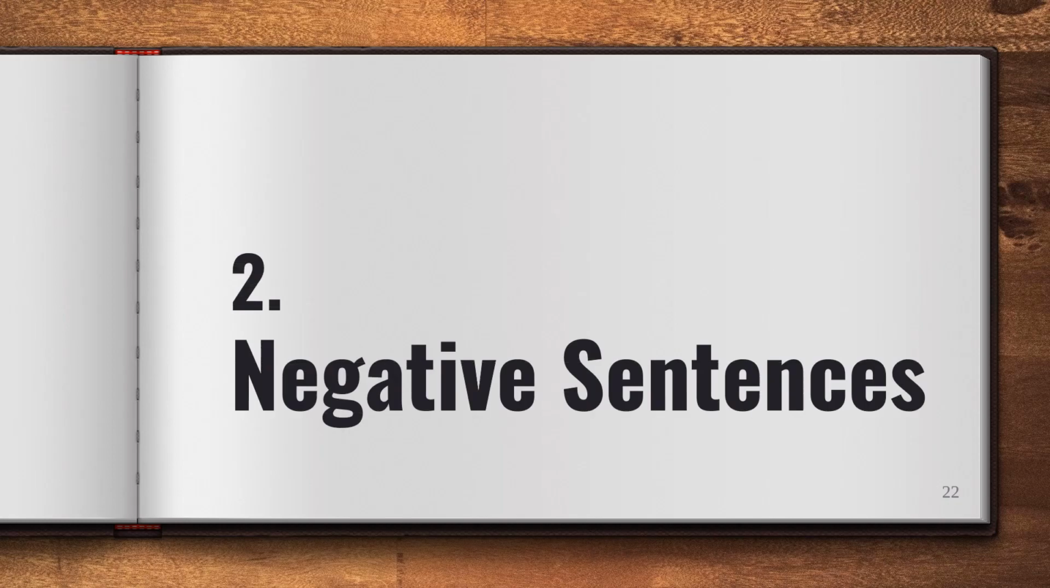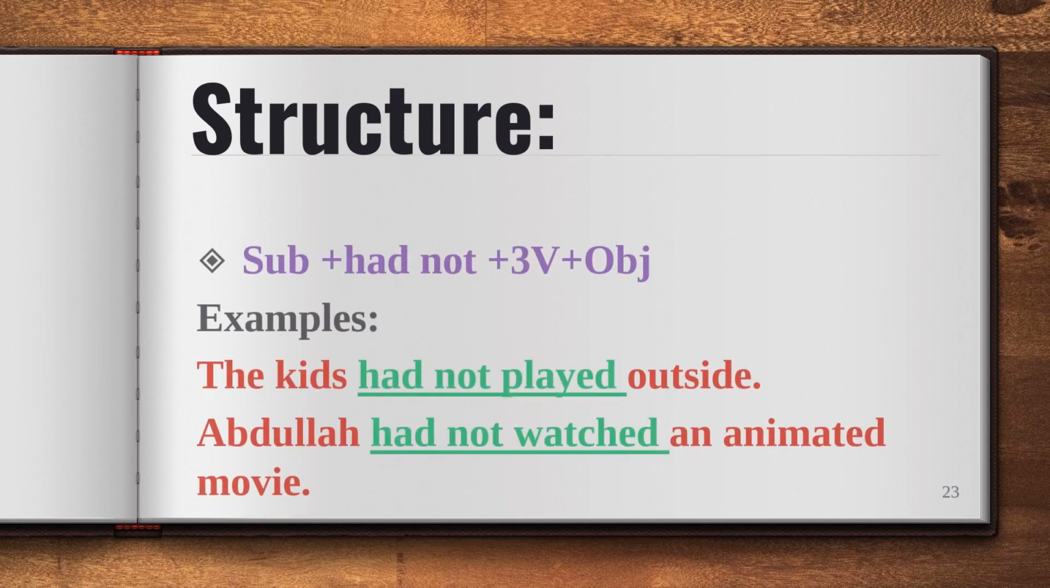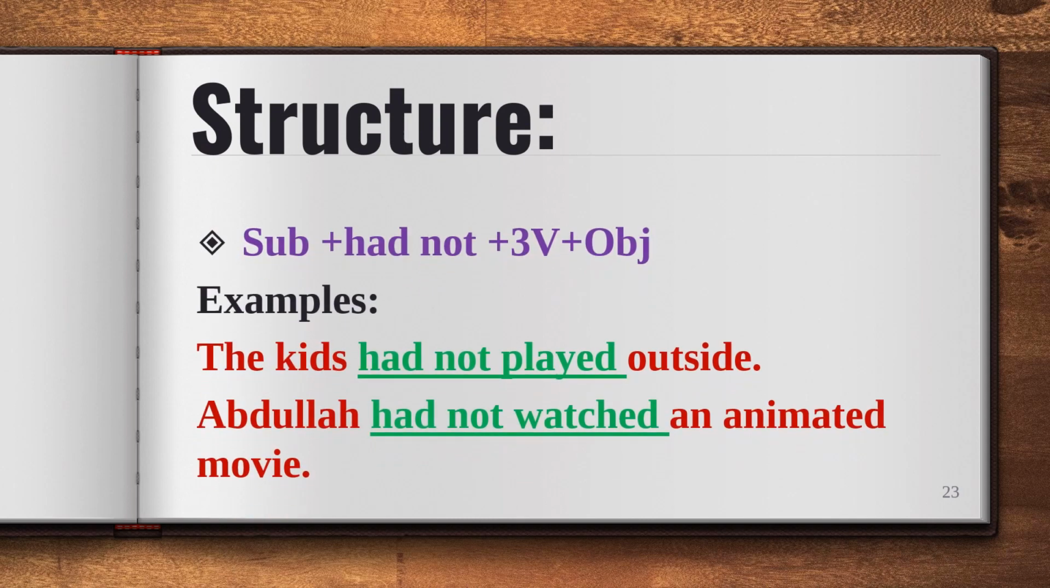Number two is negative sentences. How do we make negative sentences from past perfect tense? Let us see. The structure is we use subject plus had not plus third form of the verb plus object. There is only the addition of not with had to make negative sentences.